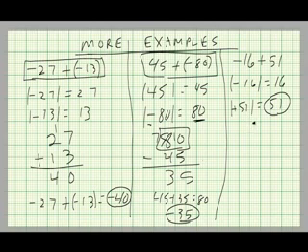I subtract their absolute values. 51 minus 16. Excuse me. That's 5 and 3. And this one's going to be a positive 35. And that, ladies and gentlemen, is how it's done.